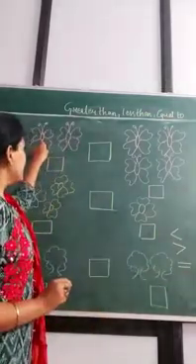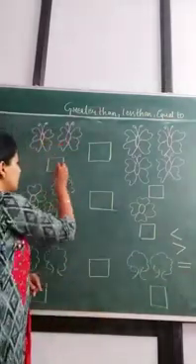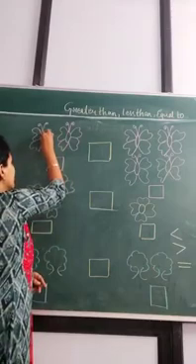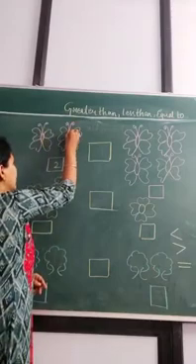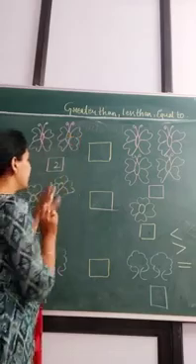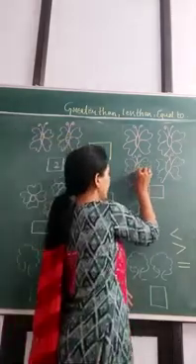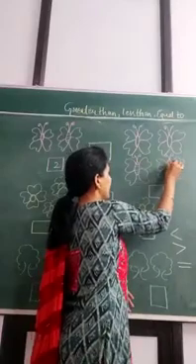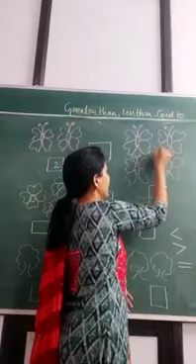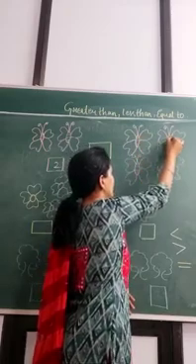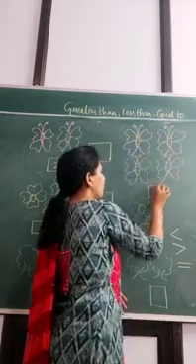So here you can see 1, 2 butterflies. So I am going to write 2 butterflies. So I have written 2 in this place. Similarly, again count with me everyone. There are 1, 2, 3 and 4.